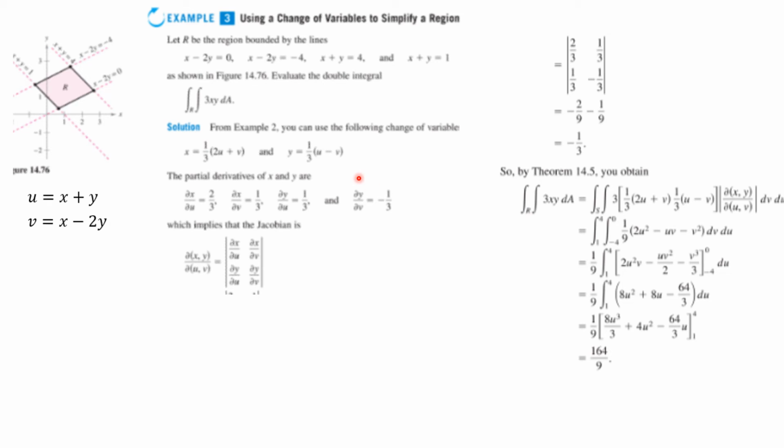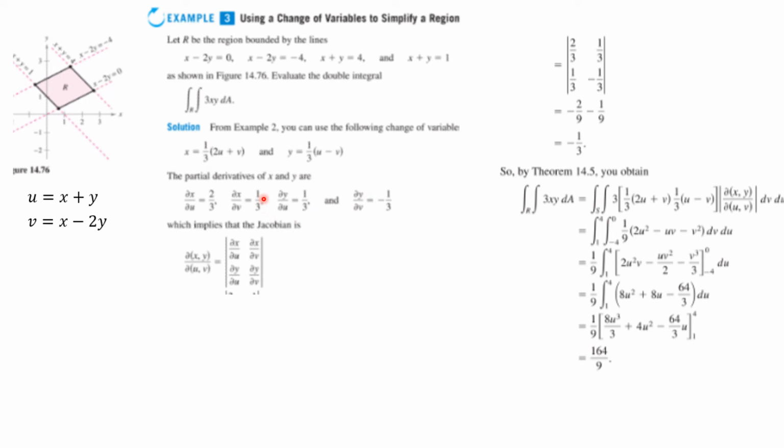Let's see how you did. So certainly what you're going to do is let u equal one of these lines and v equal the other line, and then solve for x and y. You should verify that this is in fact what you get when you let u equal x plus y and v equal x minus 2y. Solving for x and y, you should get this. Make sure you know how to do that.